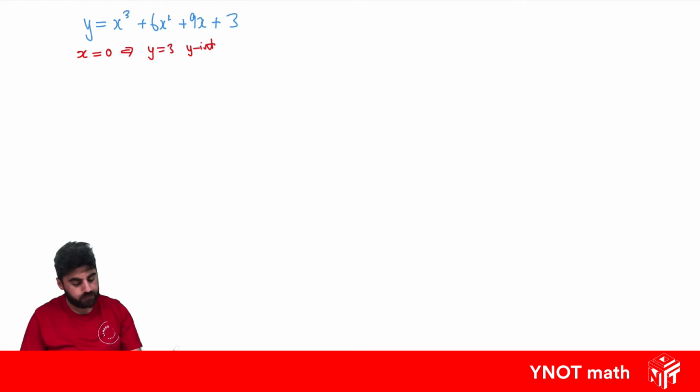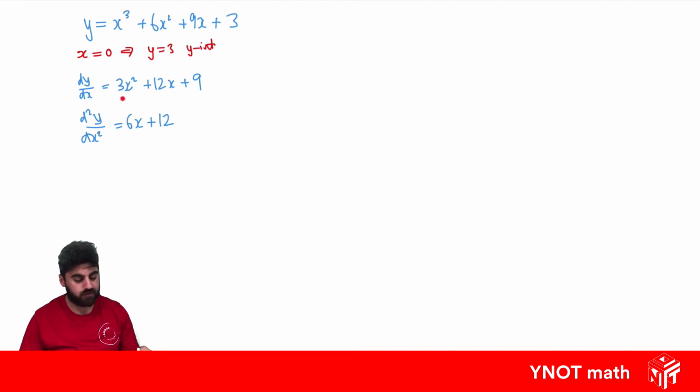Now, we're using calculus to sketch this curve, so let's find the first and second derivatives. So dy/dx is going to be 3x squared plus 12x plus 9. The second derivative is going to be 6x plus 12. We're going to use these to help us find out some information about the curve.